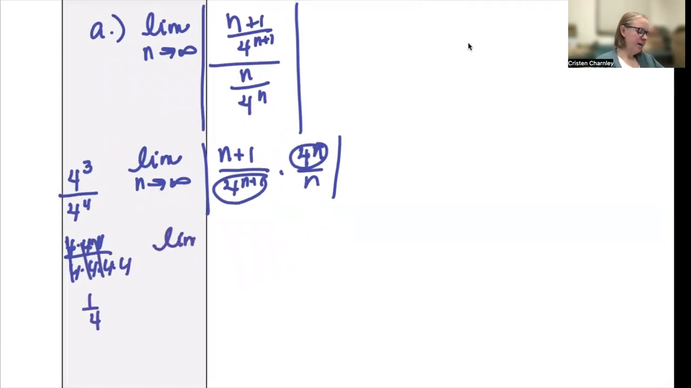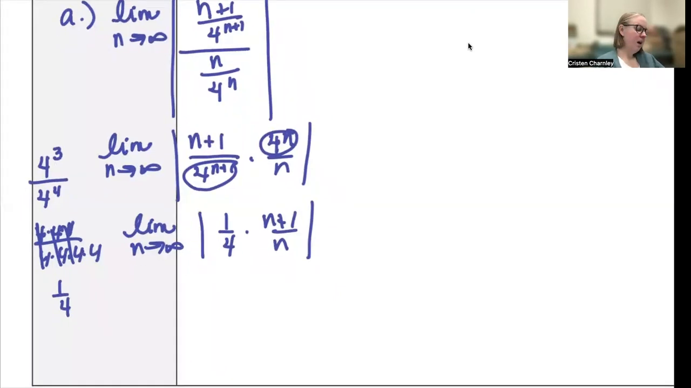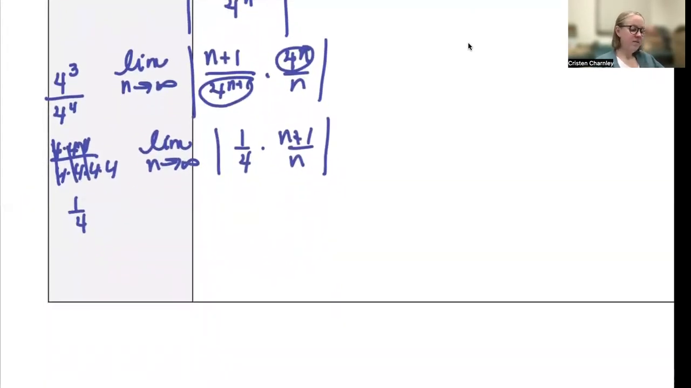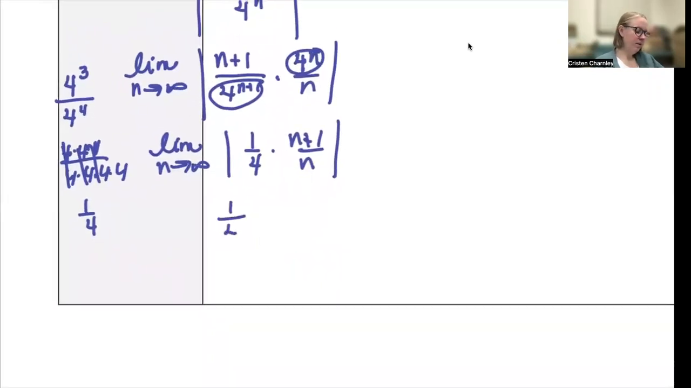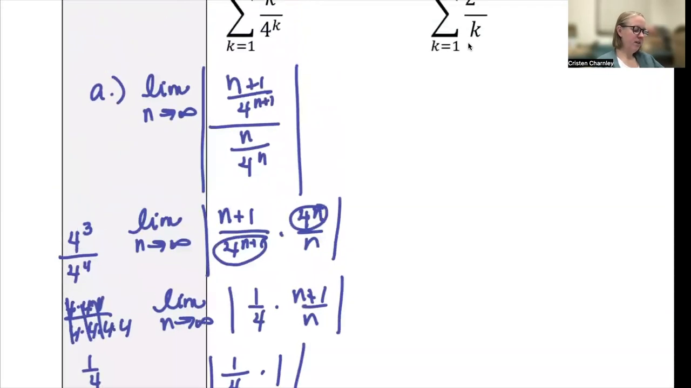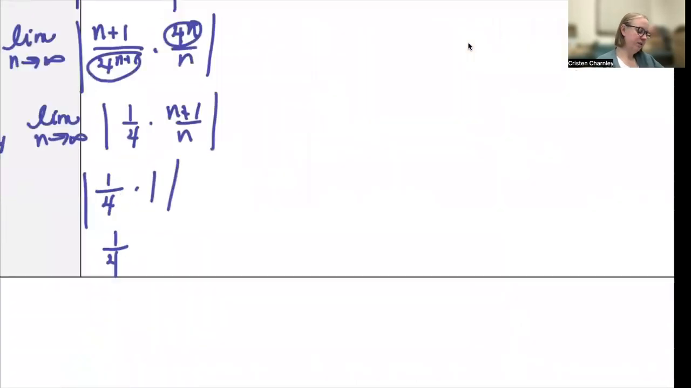So this is the limit as n approaches infinity, 1 over 4, n plus 1 over n. Now, if I put infinity in place of the n, I have infinity over infinity. I know that's indeterminate. So we can use L'Hopital. The derivative of the top and the bottom is both 1. I'm left with 1. And 1/4 times 1 is just 1/4. So if I come up here and check my rules, 1/4 is less than 1, so we say my series converges.